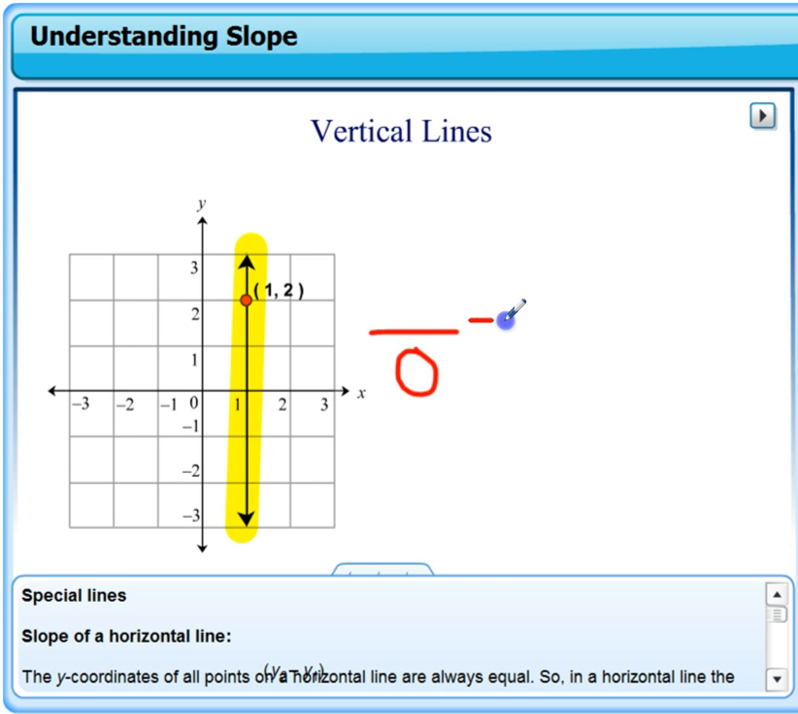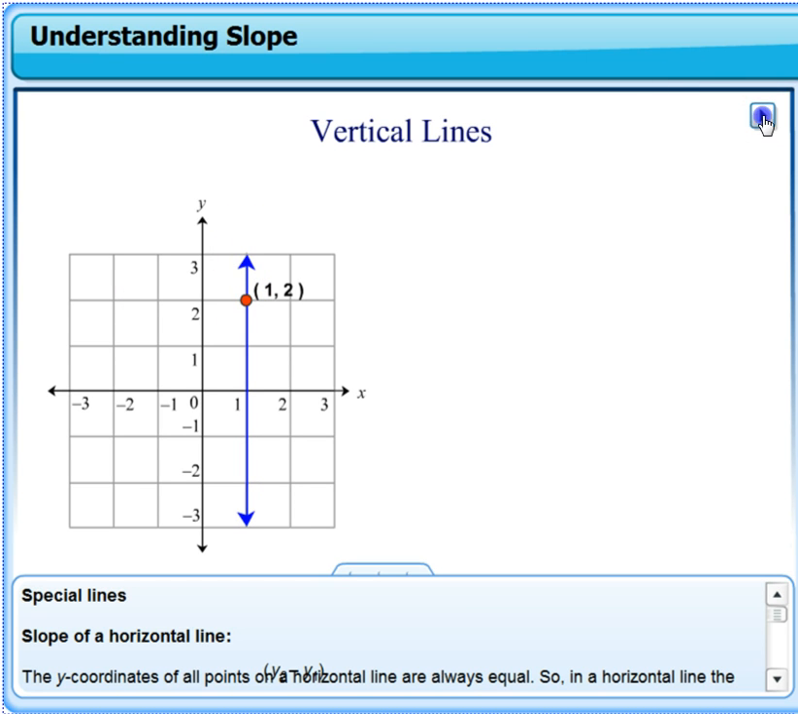If I see 0 in the denominator, the whole thing becomes undefined. So I don't even bother looking at what the rise is. I know the run is 0, so anything over 0 would be undefined. Now let's go ahead and see how to find it using the formula. I'm just going to erase this one so I can have space for the formula to come in.